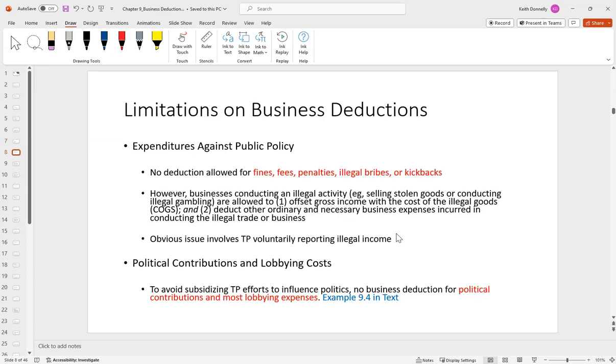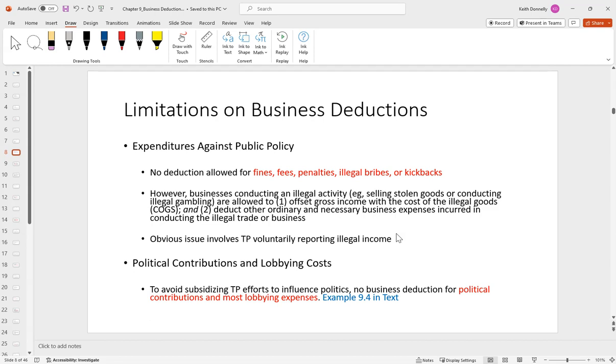First one here is expenditures against public policy. You do not get a business expense for fines, fees, penalties, bribes, kickbacks, right? The idea with this is, hey, your company is a steel company and you get fined for dumping toxic sludge into the river, right? We're not going to reward you. That would be bad policy to give you a tax deduction for that. So even though it's reasonable and foreseeable in some sense, we're not going to give it to you.